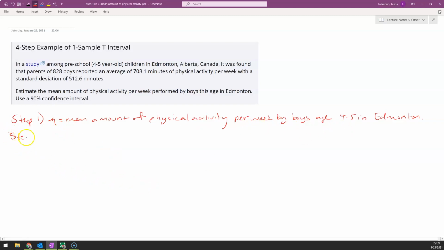Step 2 is, now that we know what we're trying to do, to come up with the correct method. Since we're estimating a mean, again, that's what we're learning in this lesson, we can use a one sample t-interval.